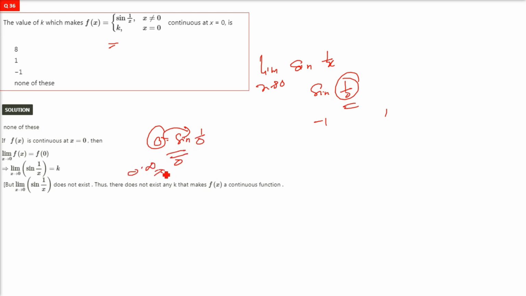So as x tends to 0, the limit of sin(1/x) does not exist. Consequently, there does not exist any k for f(x) that makes it a continuous function. So none of these is the answer for this particular question, which was not the case in the previous question, remember.